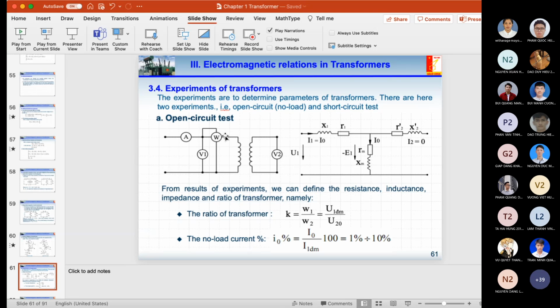As I said before, here you can see that we can use the ammeter to see the input current of the transformer. Also, you can see how to measure exactly the value of the input source voltage before connecting to the primary winding of the transformer.